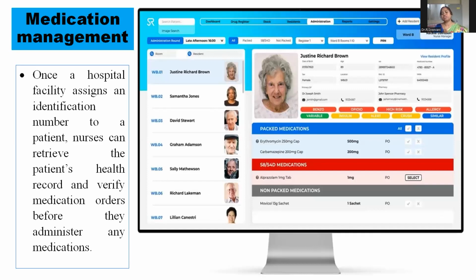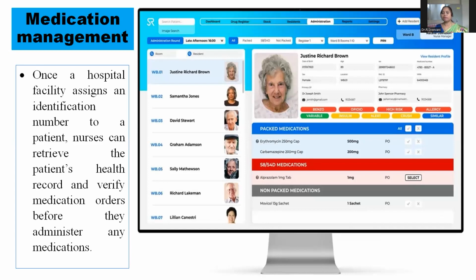Next one is medication management. This also comes under the implementation. You can see in this monitor, on the left side, a list of the patients is there. On the right side, one patient is visible. For example, these are all the patients who are admitted in the ward.